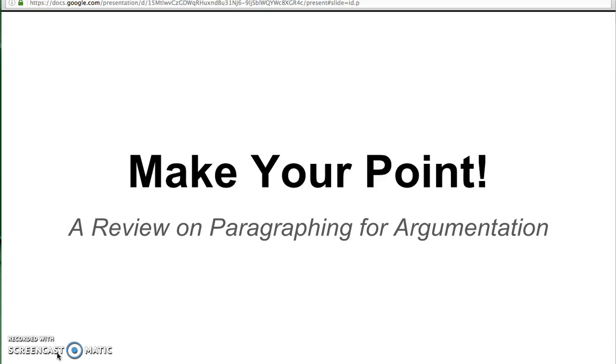Today we're going to be reviewing how to make a point when writing paragraphs for argumentation. And this is going to be the most common form of writing you're going to do this year, and certainly the most common form of writing that you're going to encounter when you study further outside of high school.